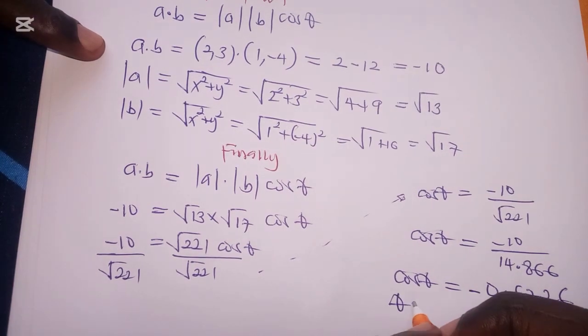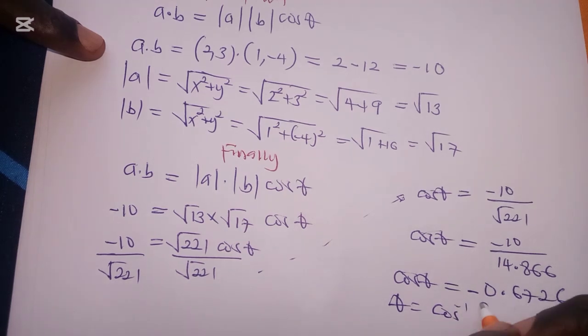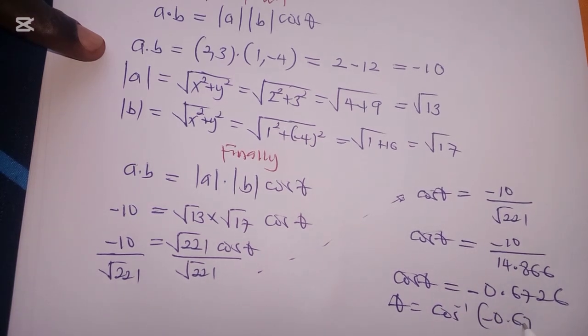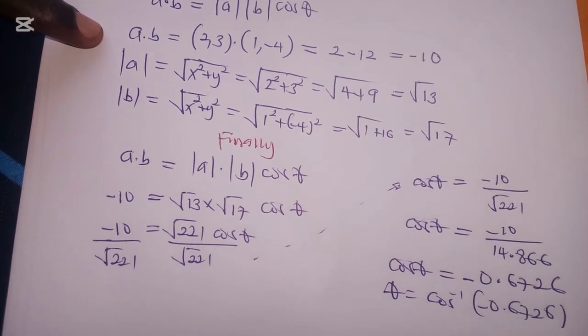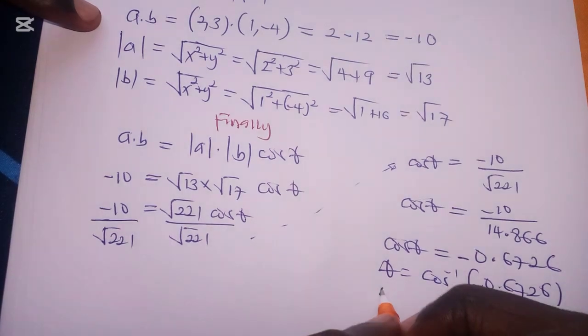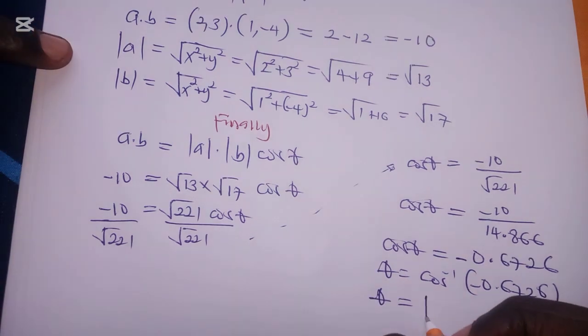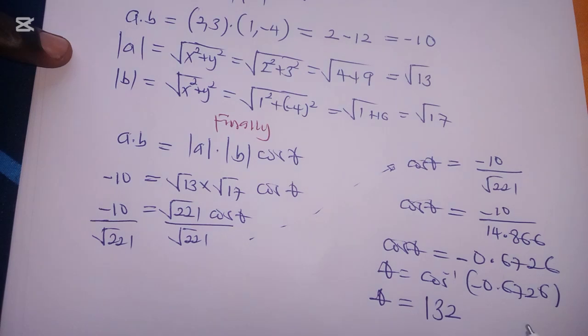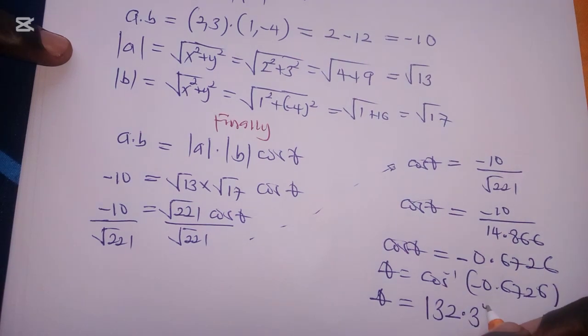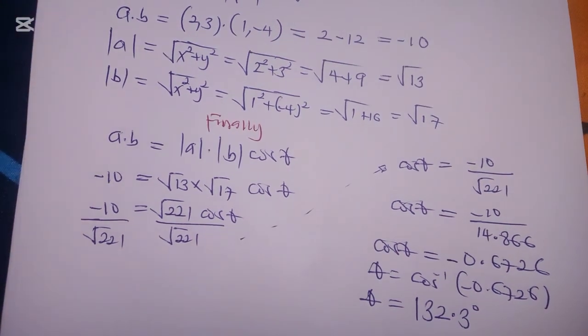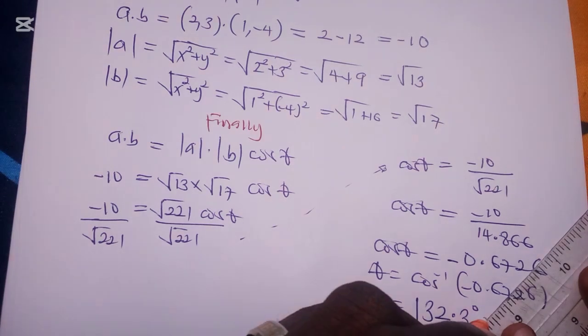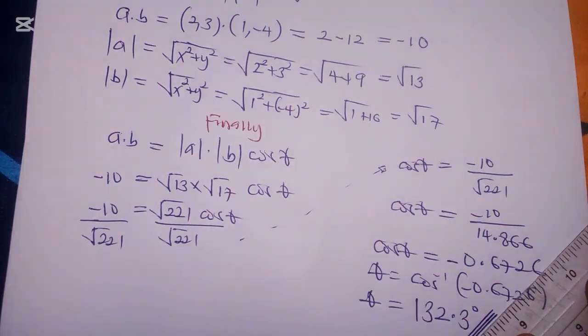Now we want to find the angle. The angle becomes the cos inverse of -0.6726. Therefore the angle that we have to find becomes 132.3 degrees. So this is the angle that we have to find with respect to the problem that we are given.